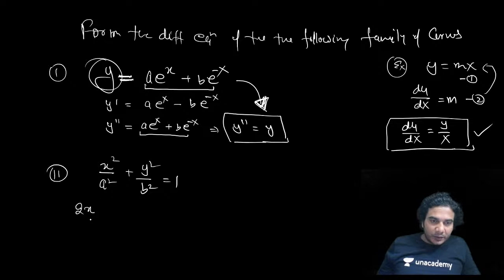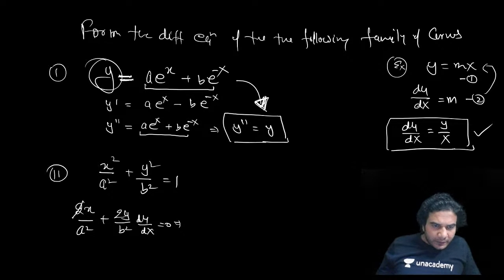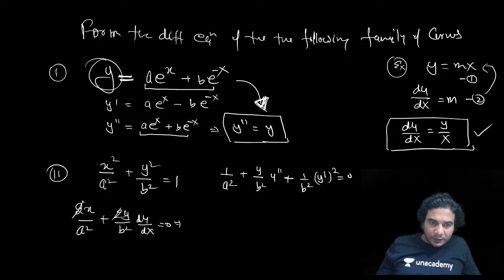So if I differentiate it, there is going to be 2x upon a square plus 2y upon b square dy by dx is going to be 0. And further differentiate, because we know that the order is 2. So first eliminate this 2 and then differentiate. So we'll get 1 upon a square plus y upon b squared y double dash plus 1 upon b square y dash square is equal to 0. Now eliminate 1 upon a square and 1 upon b square. So how do you find them? You can solve this first and second equation to get 1 upon a square and 1 upon b square.